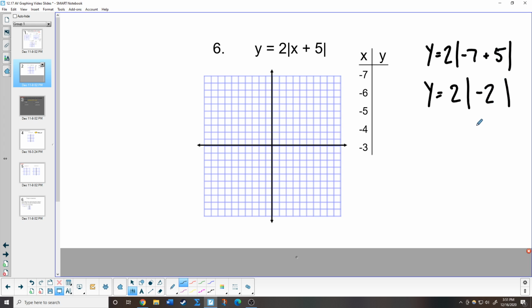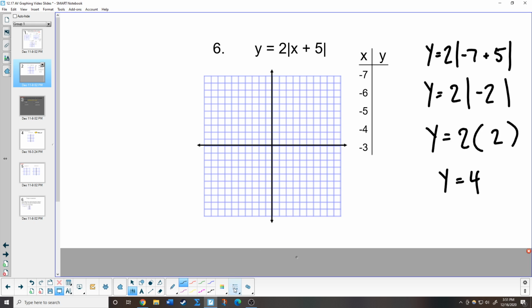All right, now from here, a lot of students see this negative inside here and they say, oh no, negatives are not allowed in absolute value. But in fact, that's not how it works, okay? What happens is we are going to calculate inside the absolute value until there's only one number left. And then we're going to take the absolute value of that. So for instance, right now, we have y is equal to 2 times 2, because the absolute value of -2 is 2. So this becomes 4.